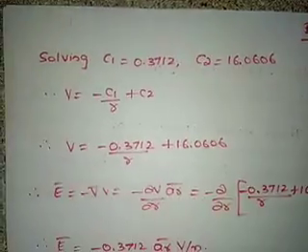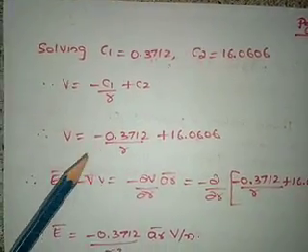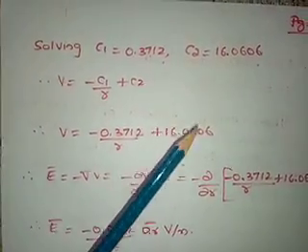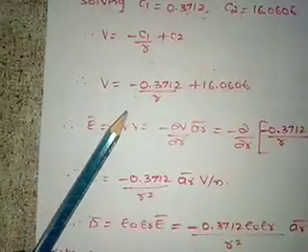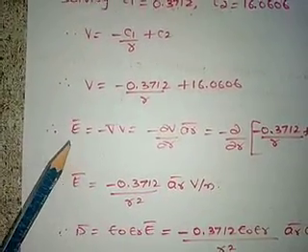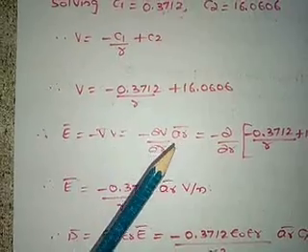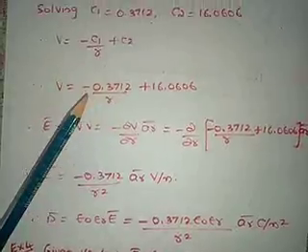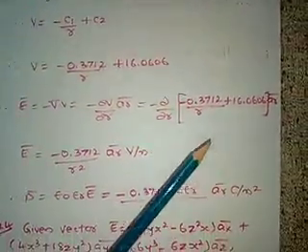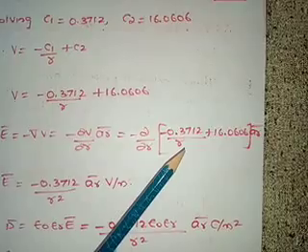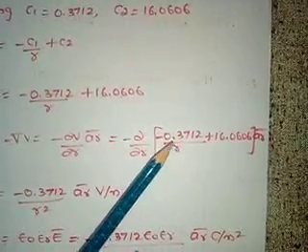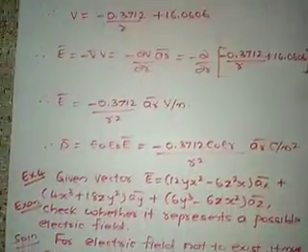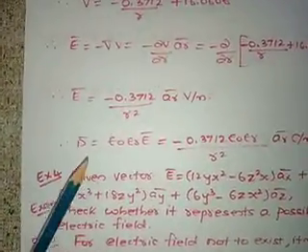Then V, we have already obtained the equation for V, minus C1 by R plus C2. So substitute the values of C1 and C2. It is minus 0.3712 by R plus 16.0606. We got the equation for V. Now find the value of E. E is equal to minus del V, that is minus dou V by dou r a r bar. So substitute V and partially differentiate: E bar will be equal to minus 0.3712 by r square a r bar, because the differentiation of 1 by r is minus 1 by r square, volt per meter.